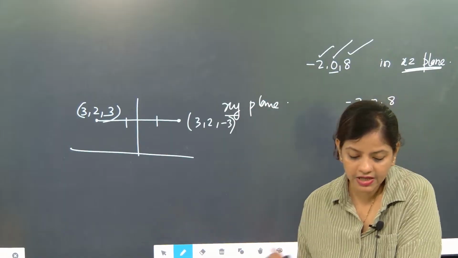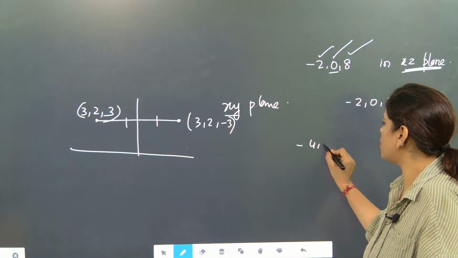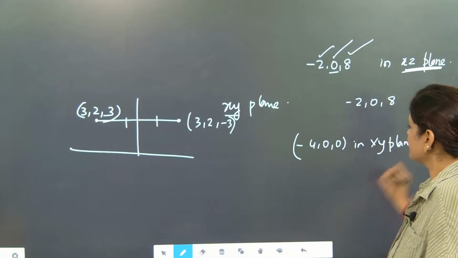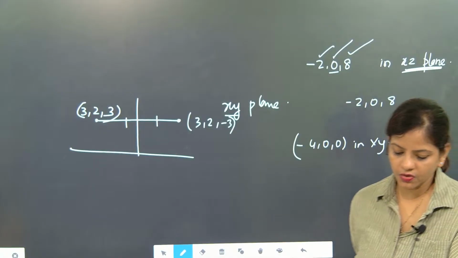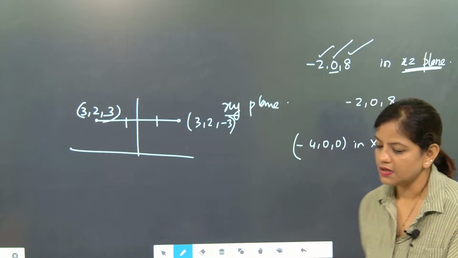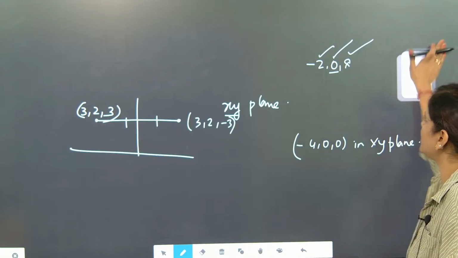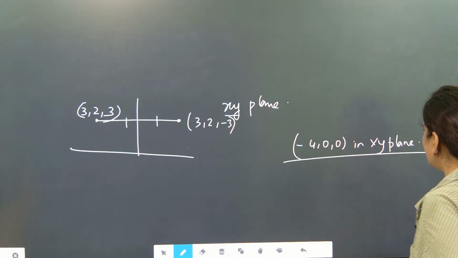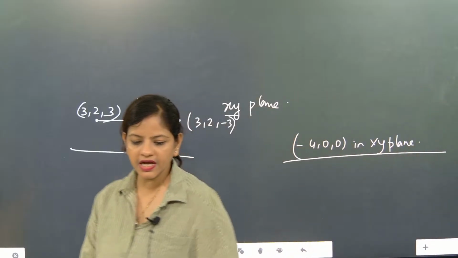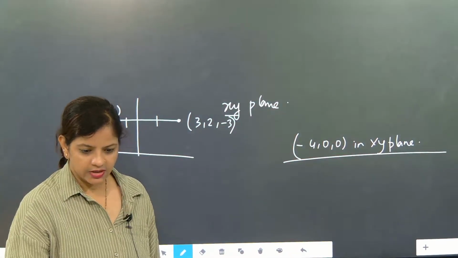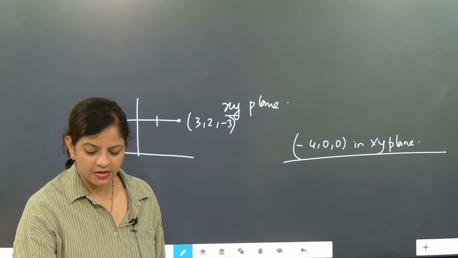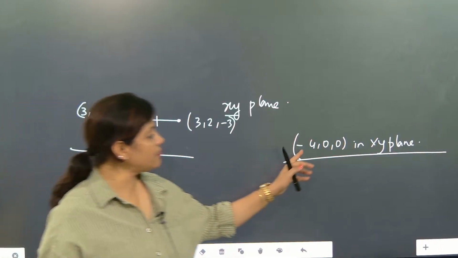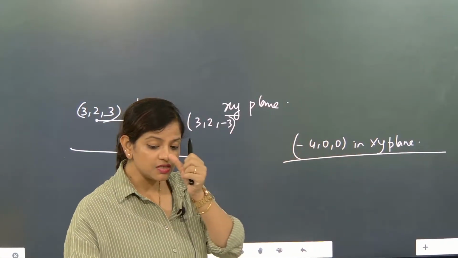Now we will find the image of (-4, 0, 0) in the xy plane. What will be the answer? Quickly say the answer. (-4, 0, 0) in the xy plane. What can be the answer? First you say. So what answer will come? (-4, 0, 0). Sujata, Siddharth's answer is correct.